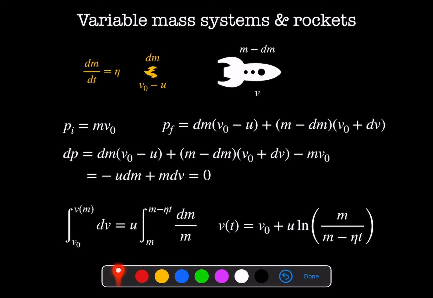What does this look like? As t increases, the denominator decreases, which means this whole thing is going to increase. So the total effect of this is that the speed of the rocket is going to increase logarithmically.